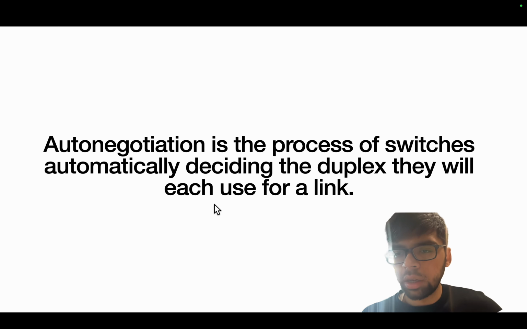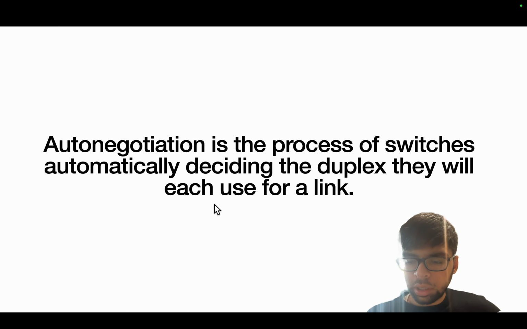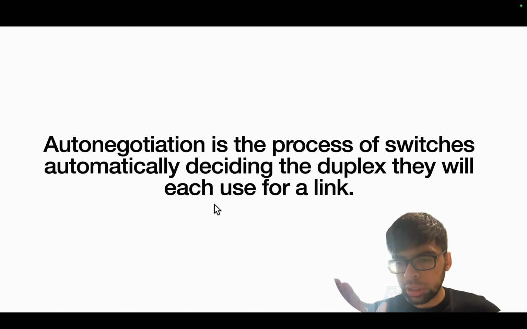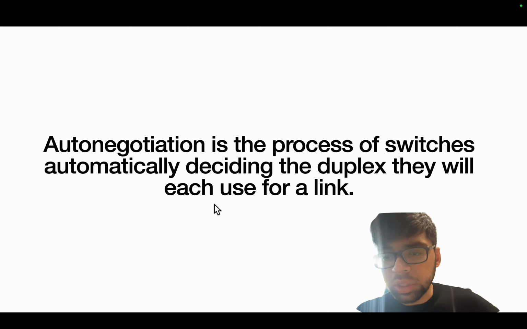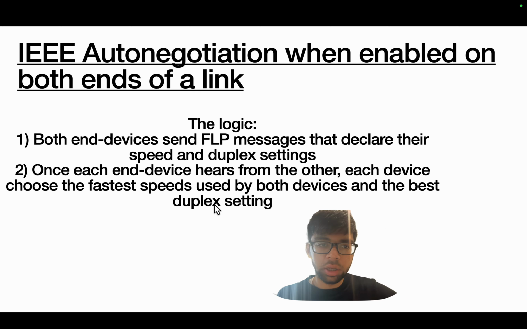They're deciding what speed and duplex they're going to use, and it's best practice to have it enabled on both ends of a link, or not use it at all and just have your speed and duplex settings manually configured the same. That's the best practice from Cisco's recommendation. There's two circumstances we're going to talk about here when it comes to auto negotiation.